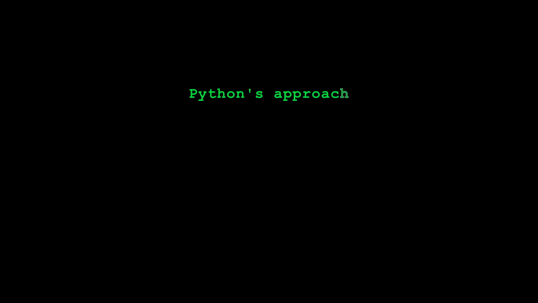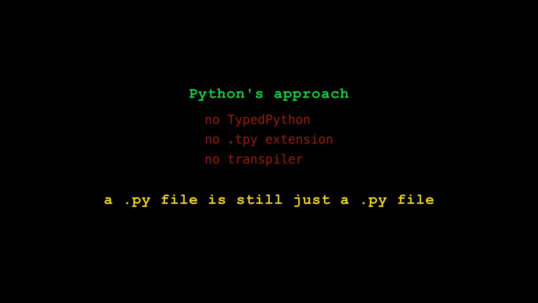Instead of creating a new language, it embedded type annotations directly into the existing syntax. There is no typed Python, no separate .tpy extension, no transpiler. A type annotated Python file is still just a Python file. The annotations are there, but they don't change how the code executes. This separation is an intentional design choice, and there are good reasons for it.